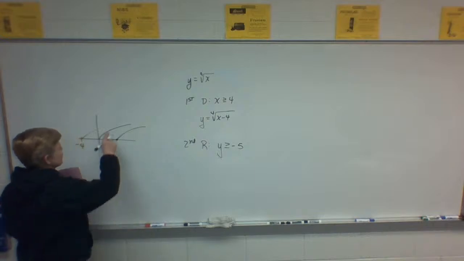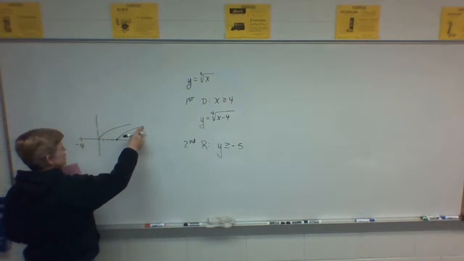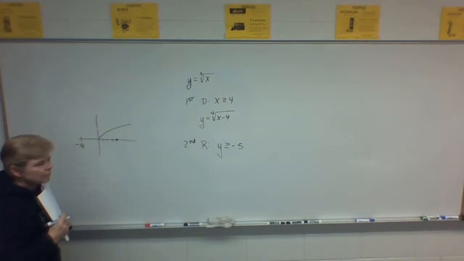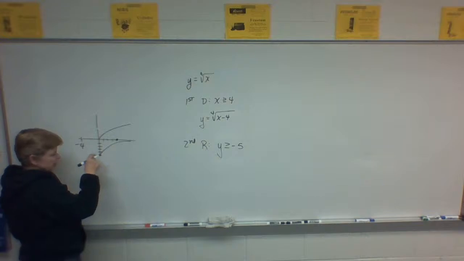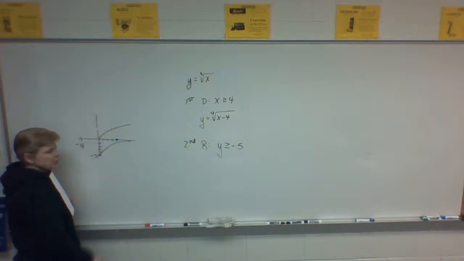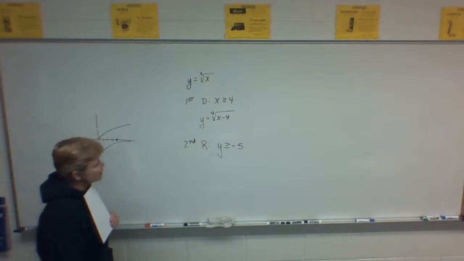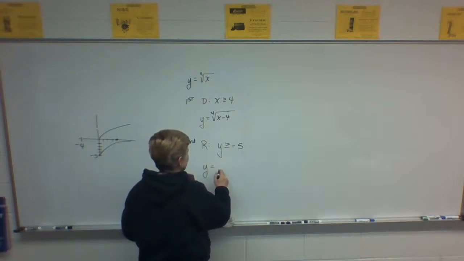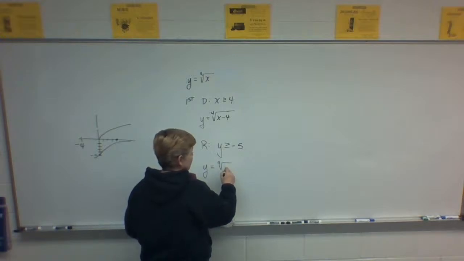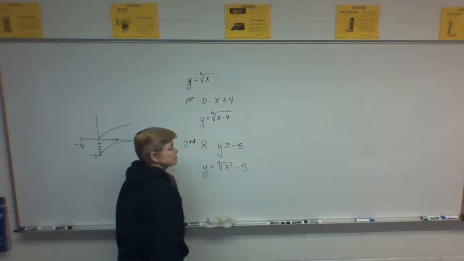What would you do to the parent graph so that its range was from -5 up? Yeah, move it down 5. Start it here and open it up. Can you see that it starts at -5 and everything above it is expressed? Okay, how do you write that? Minus outside. So we write y equals what? 4th root of what? X. X, close it, -5.